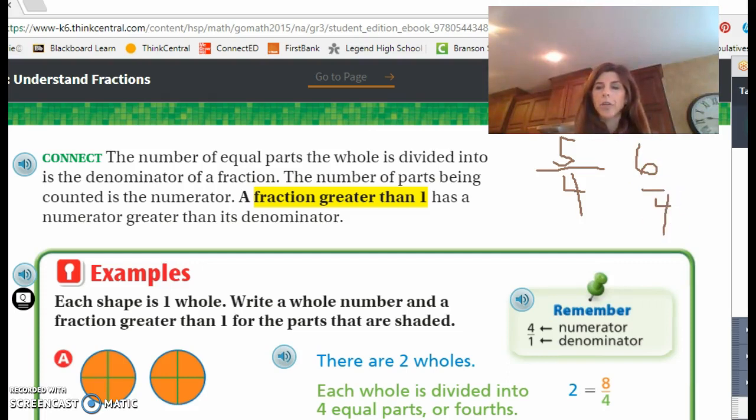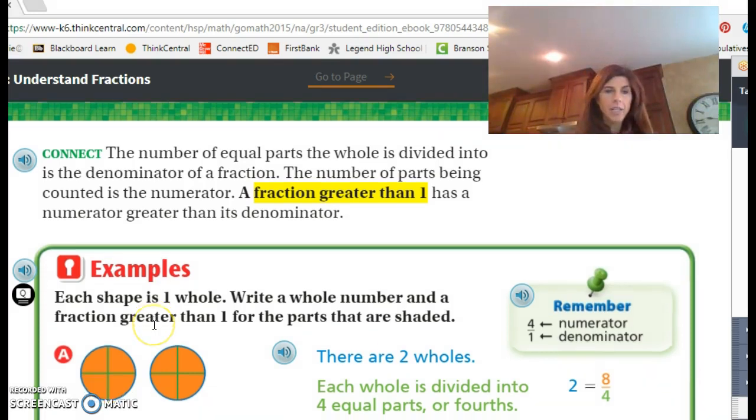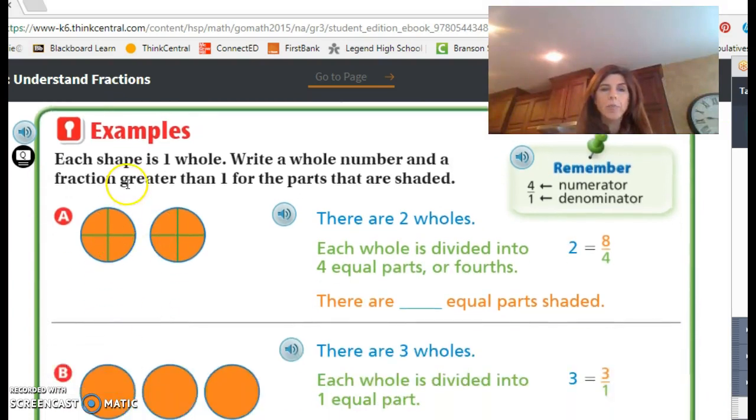Okay, so we're going to take a look at the first activity here. Each shape is one whole. So remember that. If we're just taking a look at this shape, and it asks how many are shaded orange, just in this shape alone, we can say 4 out of 4 is shaded orange.